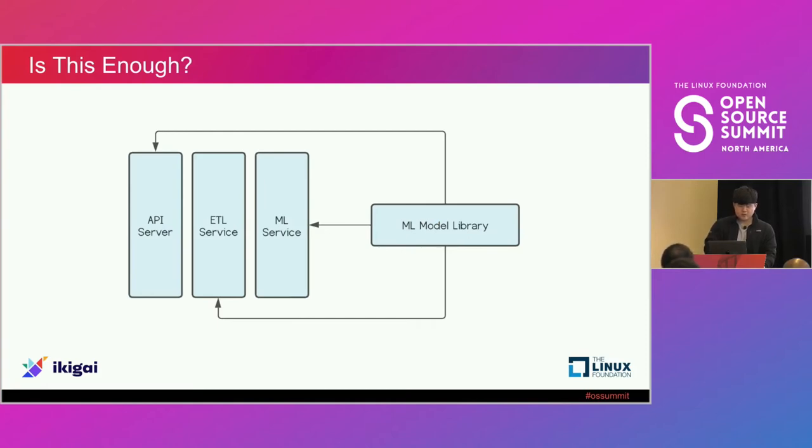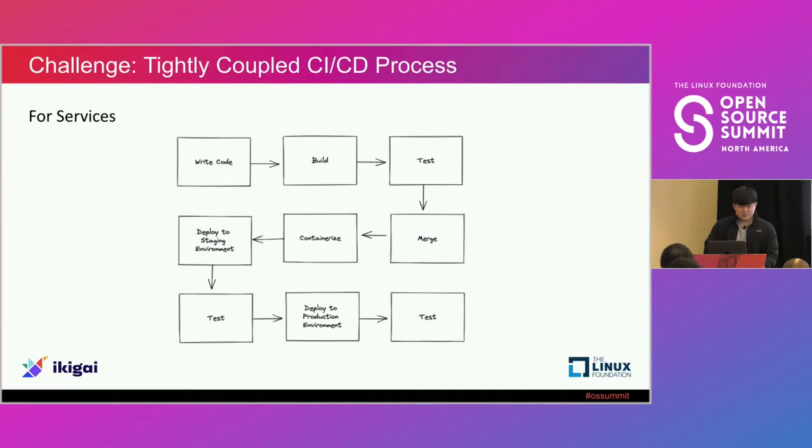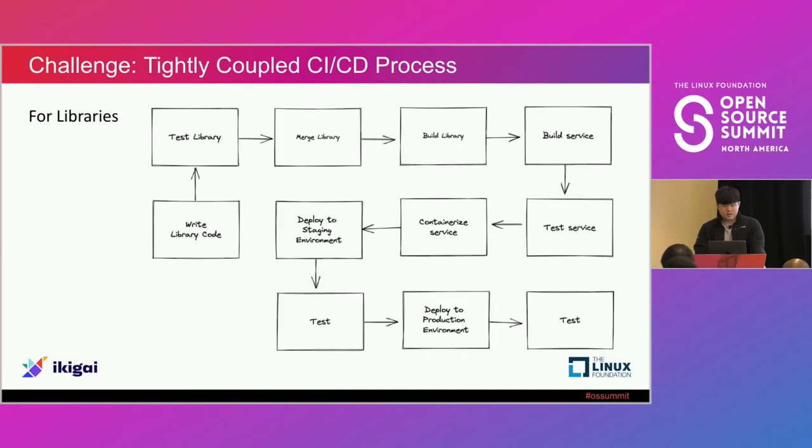So in that sense, we separated the model library out from each code base, and diagram-wise, this looks perfect. This looks independent. So are we good now? Not really, because you ported out the code base itself, but the CI/CD process is still very, very tightly coupled. For services, yes, you can write code, build it, compile the protobuf, and test it out, the same thing you did before. But still, when you change something in the library, you still have to go through the service portion of it one more time because, yes, you separated out the code base, but you still have to embed it into the service itself so that they can utilize it. So this is not good.